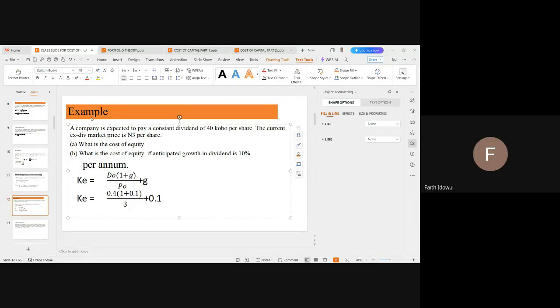Sir, I got this one, but what do you mean, sir? Sorry, I can't get you, Madam Faith. Good evening, sir. What I'm trying to say is that for A, I didn't get the first growth formula. I've not solved my A. I don't know if you can take it.